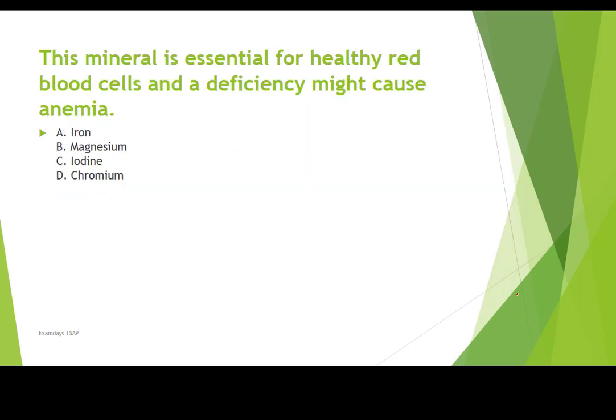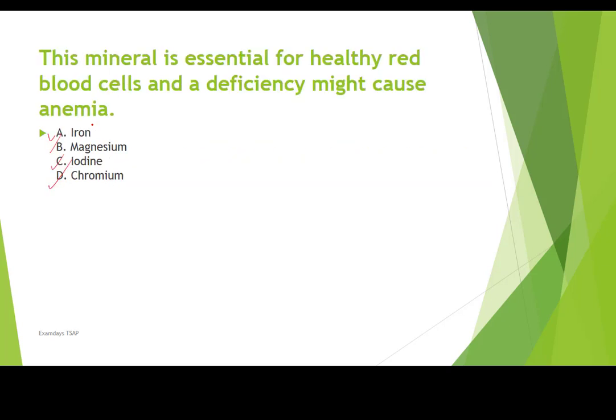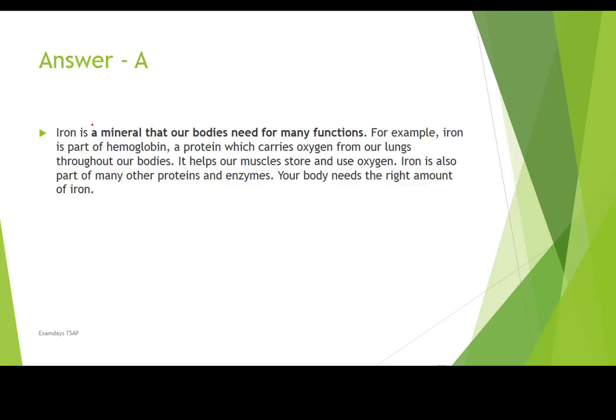This mineral is essential for red blood cells, and its deficiency might cause anemia. A, iron, B, magnesium, C, iodine, and D, chromium. The correct answer is iron. Iron is essential for healthy red blood cells, and its deficiency might cause anemia. Regarding iron, refer to the earlier explanation.